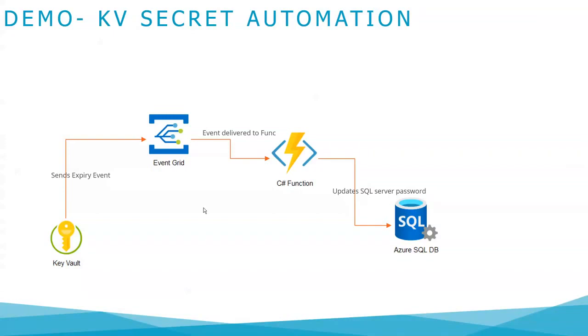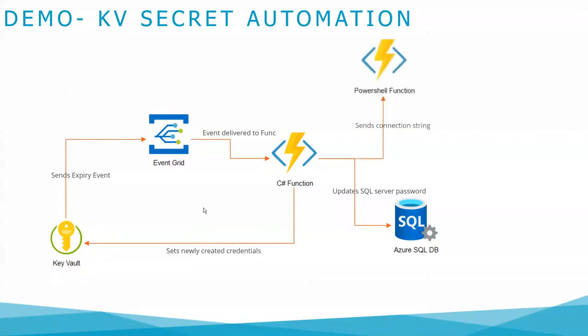It again verifies whether the password update was successful on the SQL server. If not, then it rolls back the entire changes. Otherwise, if it is successful, the function sends the newly created credentials and connection strings back to the key vault. Once the key vault is updated, it then invokes another function, which is a PowerShell function, and I am sending the connection strings to it. The responsibility of the PowerShell function is to update web app configurations and restart the web applications so that the connection gets established with the newly updated SQL servers.